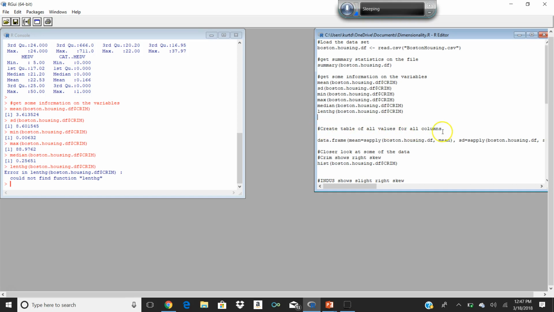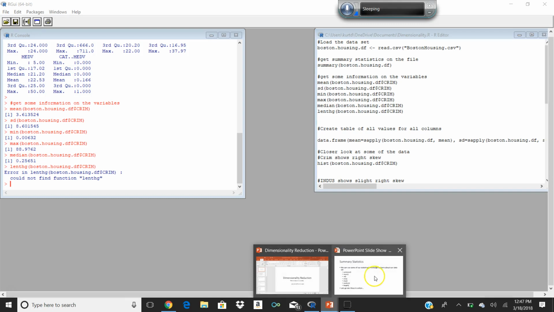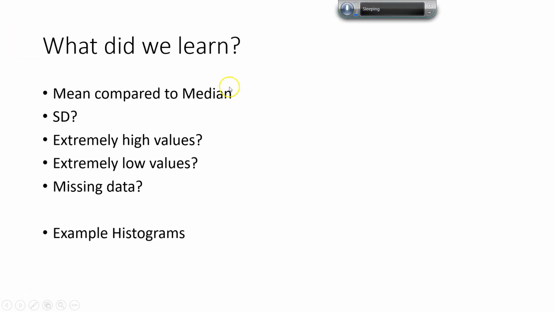Now that we've got this data for the crime variable, it'd be nice to have this for all of them. Well, there's a nice little command that they have, and I'll explain it to you. Let's see if I do it in the actual PowerPoint. Let's go to the PowerPoint. Okay, let's go back a little bit. Let's go back to what we learned.